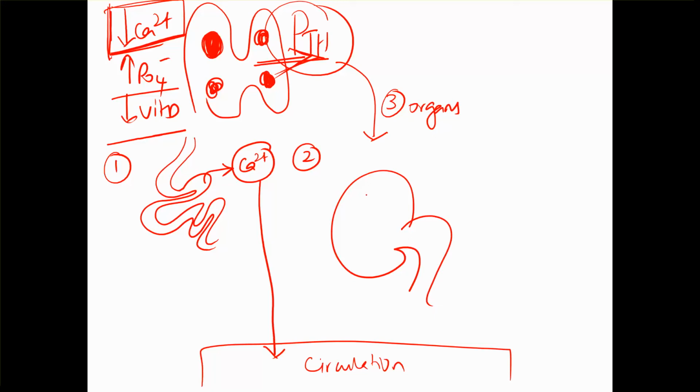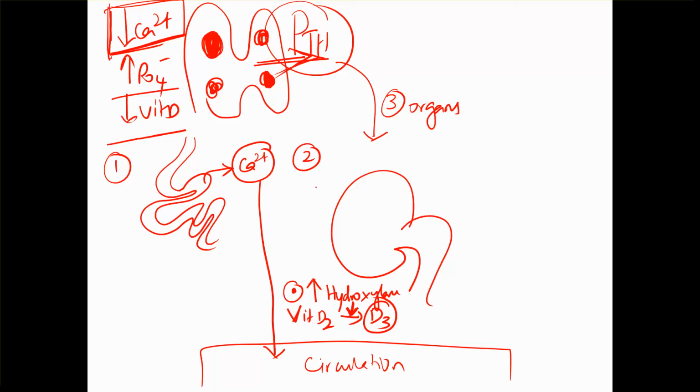kidney. In the kidney they do two things. One is they go and increase the 1-alpha hydroxylase enzyme, and they make the vitamin D2 to vitamin D3. They convert the vitamin D2 to vitamin D3, and then they go to the renal tubules.